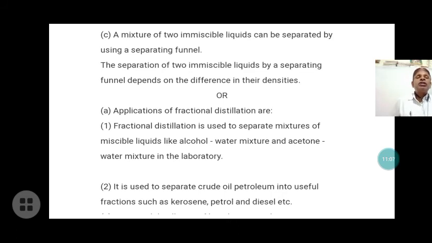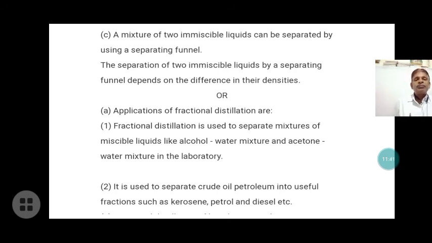A mixture of two immiscible liquids can be separated by using the separating funnel that we discussed in the last video for the separation of components of a heterogeneous mixture. The separation of two immiscible liquids by a separating funnel depends on the difference in their densities. But fractional distillation is applicable to two miscible liquids which have a considerable boiling point difference.